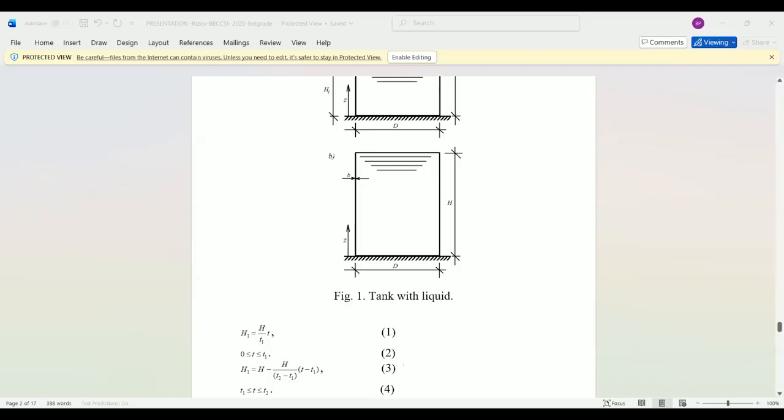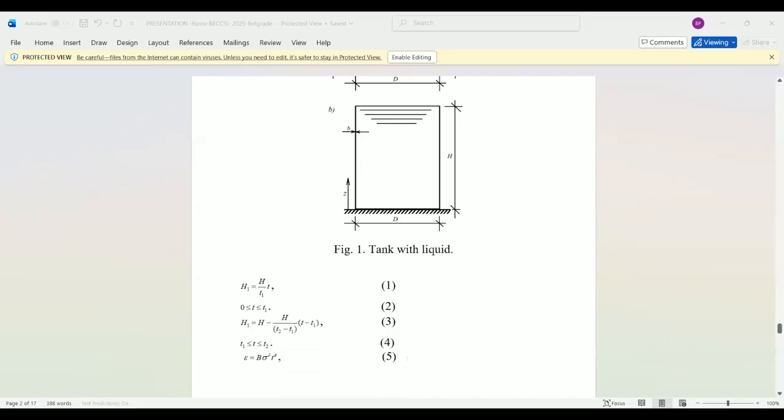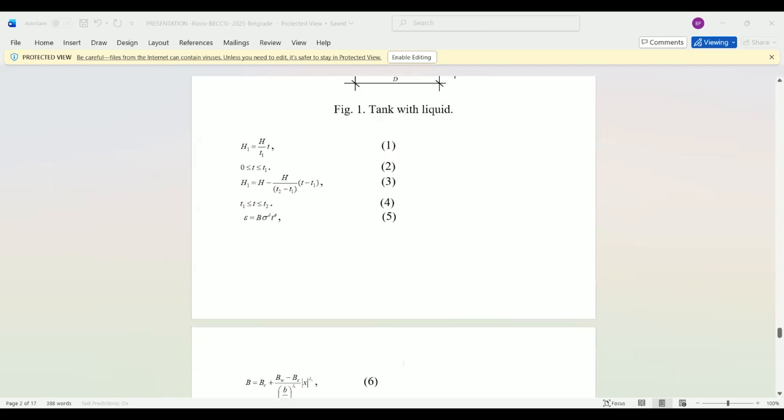In the process of filling up and running off, the wall of the tank exhibits nonlinear viscoelastic behavior. The stress-strain time relationship used for treating the tank wall behavior is given in equation number 5. This equation is taken from the literature. In this equation, epsilon is the strain, sigma is the stress, and B, delta, and phi are material parameters.